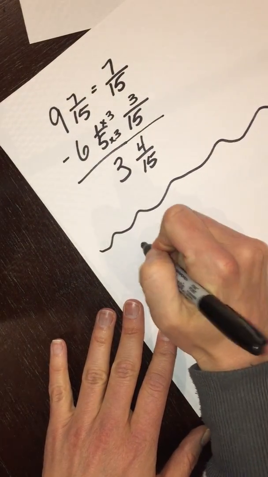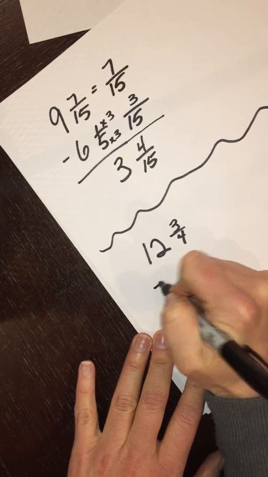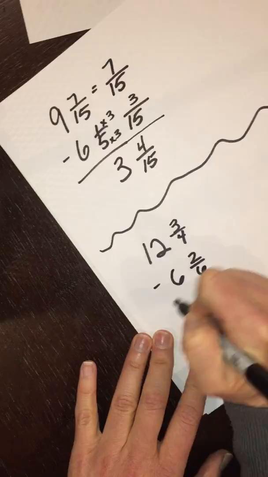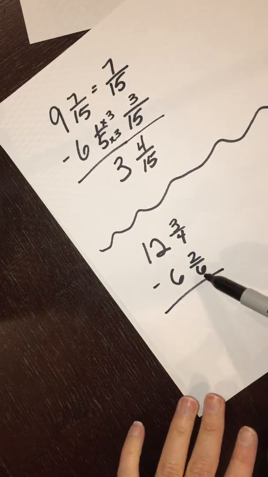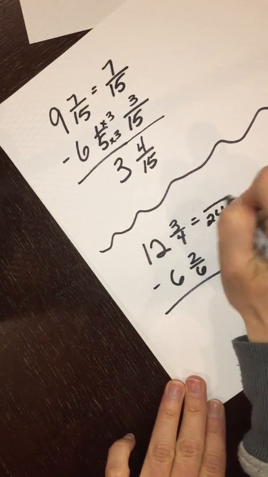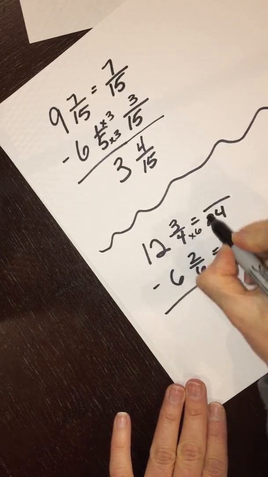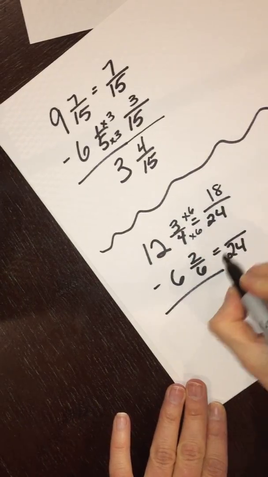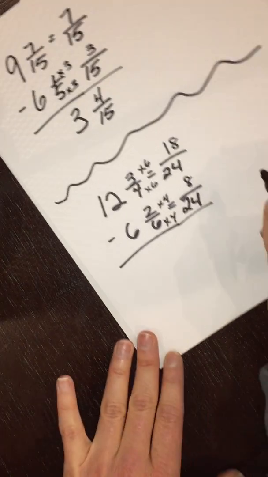Let's say I have 12 3/4 minus 6 2/6. Okay, so I'm going to look at my bigger denominator. In this case, it's 6. Well, 4 can't really go into 6, so that's not going to work. So I'm going to do my other trick where I just multiply the denominators. In this case, 6 times 4 is 24. I'm going to set them both equal to 24. So 4 times 6 is 24, 3 times 6 is 18, 6 times 4 is 24, 2 times 4 is 8, and so now I'm ready to subtract.